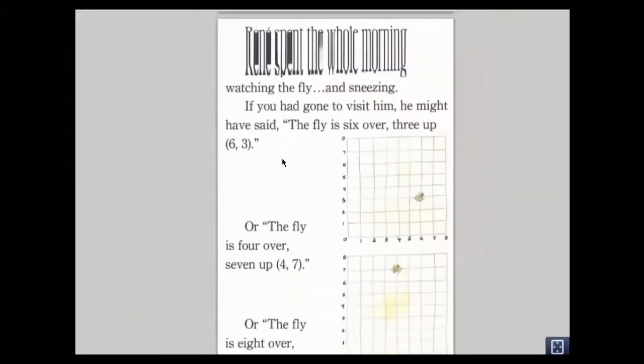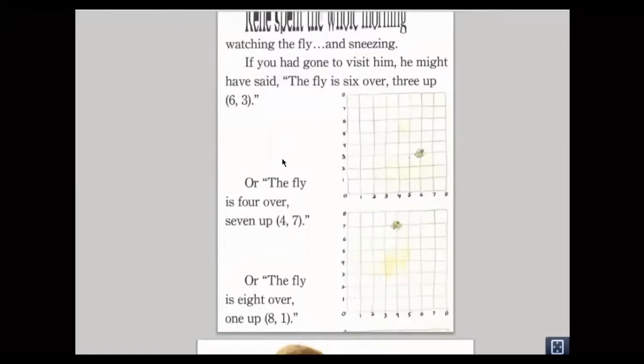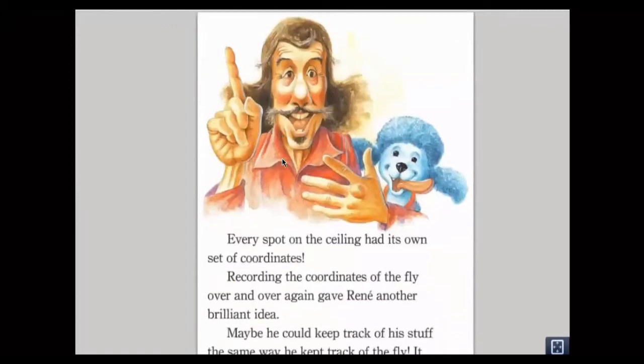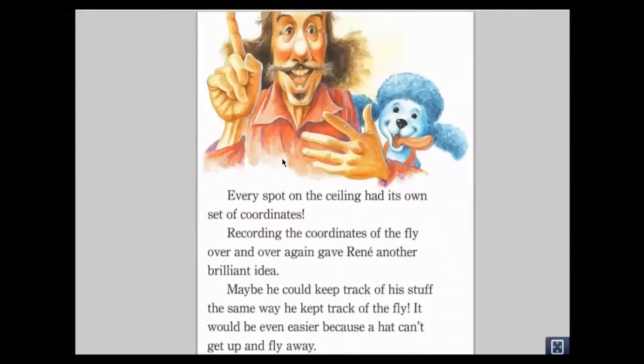René spent the whole morning watching the fly and sneezing. If you had gone to visit him, he might have said, the fly is over 6, or 6 over and 3 up, 6, 3, or the fly is 4 over, 7 up, coordinates of 4, 7, or the fly is 8 over and 1 up. Every spot on the ceiling had its own set of coordinates. Recording the coordinates of the fly over and over gave René another brilliant idea. Maybe he could keep track of his stuff the same way he kept track of the fly. It would be even easier because a hat can't get up and fly away.